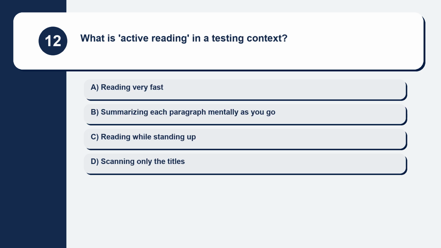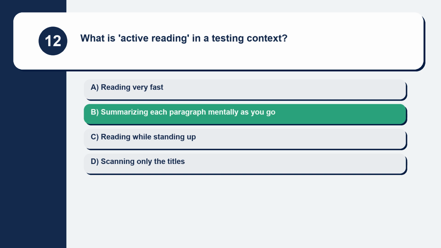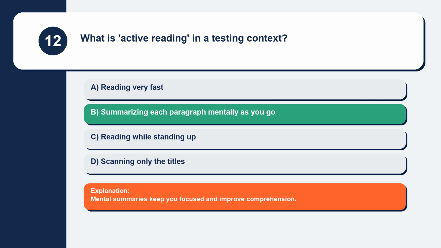Question 12. What is active reading in a testing context? Reading very fast. Summarizing each paragraph mentally as you go. Reading while standing up. Scanning only the titles. Mental summaries keep you focused and improve comprehension.